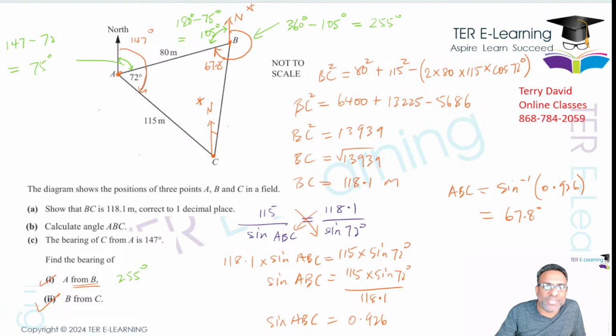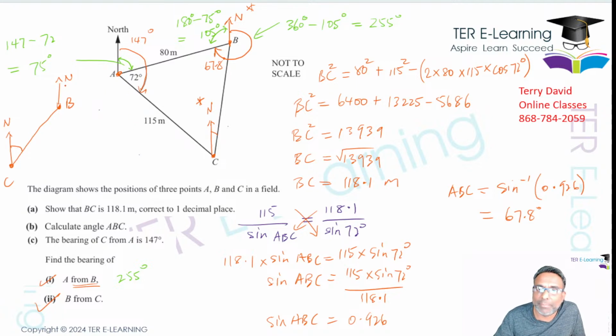I don't know if you're seeing it properly, so I'm just going to expand it a little bit here. This is the point C, and this is our north line. I'm just going to exaggerate the diagram a little bit. So this is B, and this is your north line here. Now the angle that we're trying to work out is this angle here. That's the bearing of B from C.